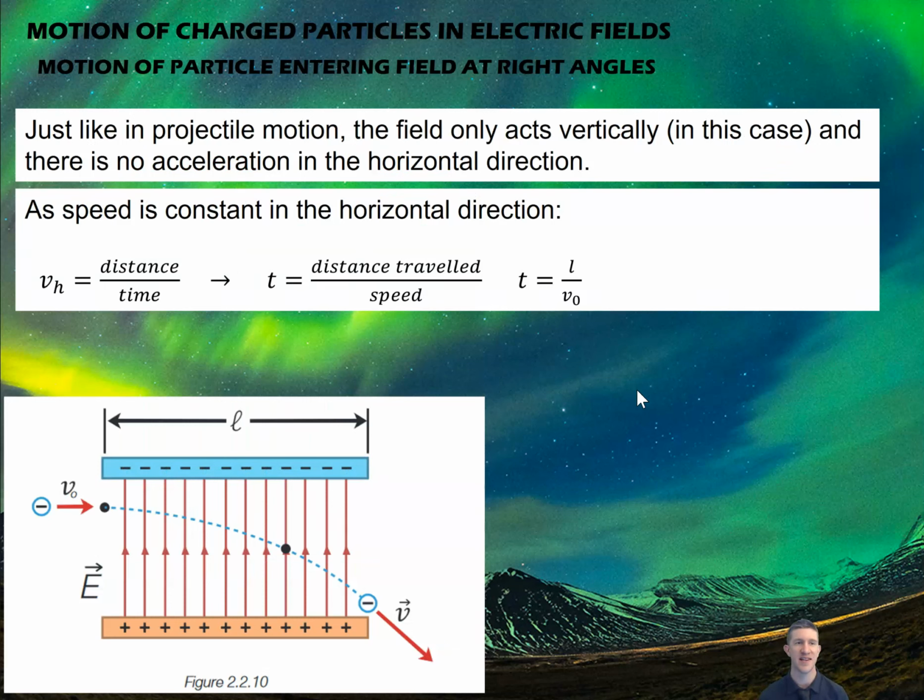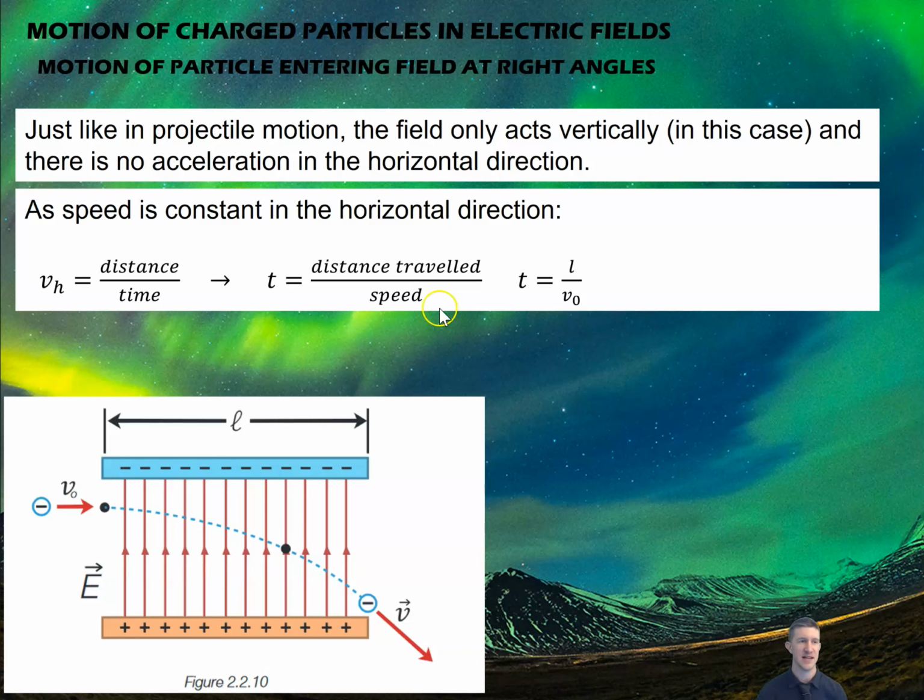Given the field acts only vertically in this case with my parallel plates, and there is no acceleration in the horizontal motion, that tells me that the speed it's traveling horizontally to the right is not going to change. So I can say that the horizontal velocity is just the distance divided by time, and therefore I can rearrange that for time and say that the time it takes is just the distance it travels divided by the speed it was traveling.